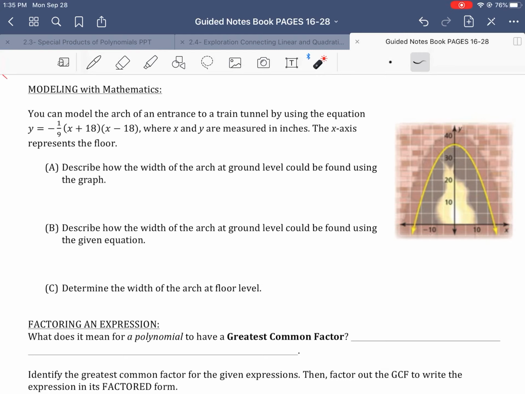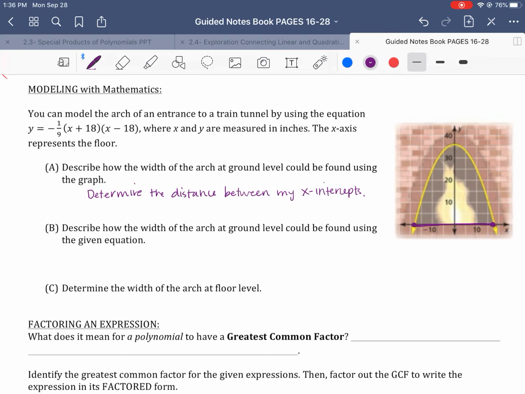And it says, describe how the width of the arch at ground level could be found using the graph. Now, if we're at ground level, we're on the floor, right? We're on that x-axis. We'll notice it's crossing here on the left, and it's crossing on the graph here on the right. So if I could find this distance between here, I would know the width of the tunnel. So on a graph, in this case, I just want to determine the distance between my x-intercepts. That would give me the width of the tunnel.